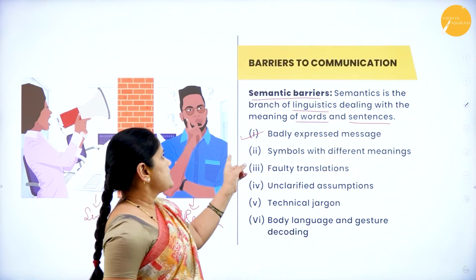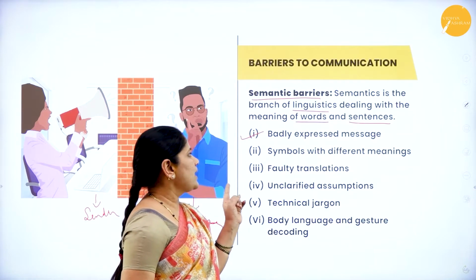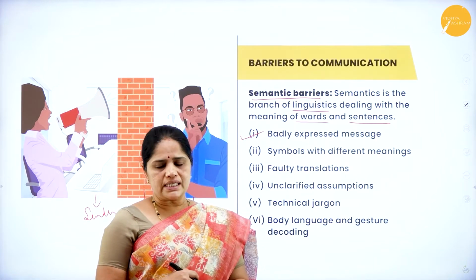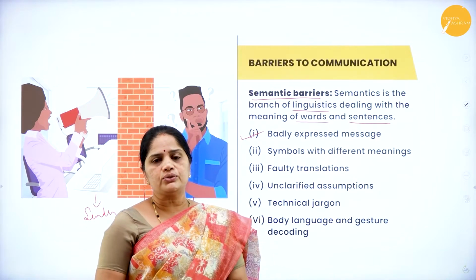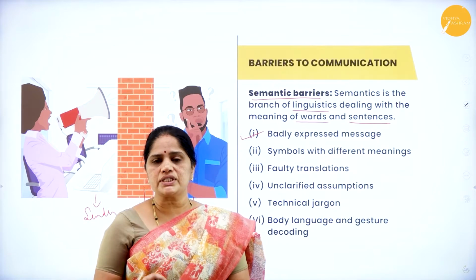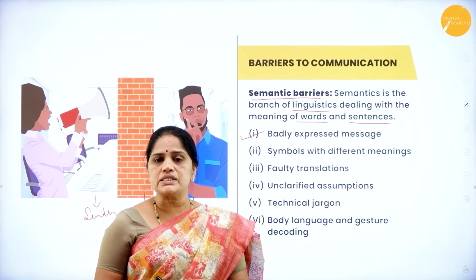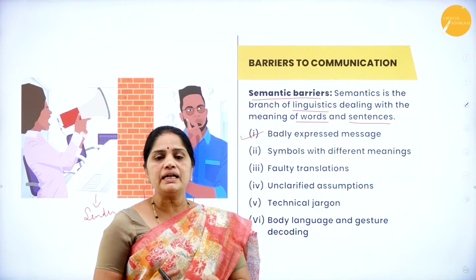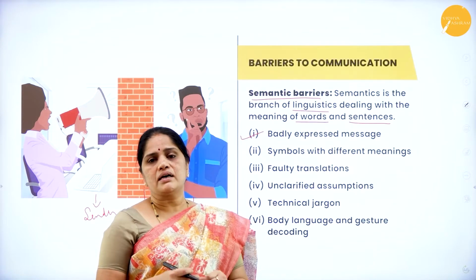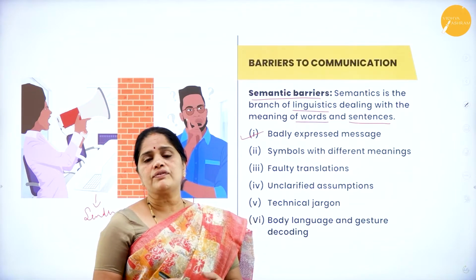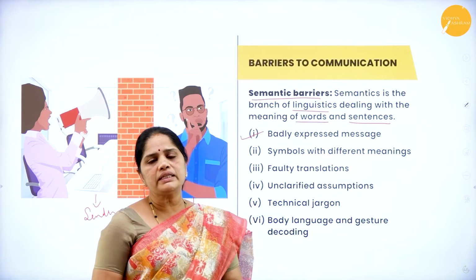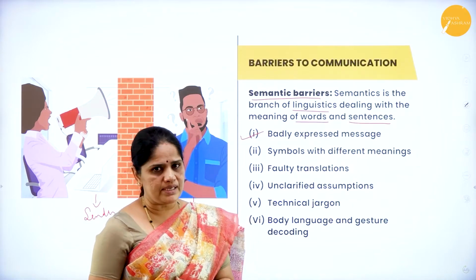Now, the first type of semantic barrier is the badly expressed message. In this, the manager is not able to convey the message with the proper intention. Whatever intention with which he is sending the message, that intention is not fulfilled. Why is it not fulfilled? It is because the manager does not know how to frame the sentence, or he has a poor vocabulary, or because of a lack of proper words, or there may be omission of the needed word. All this leads to badly expressed messages.